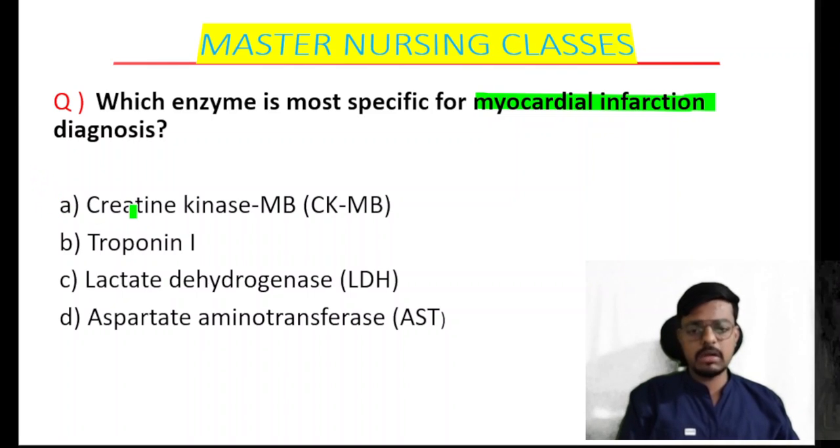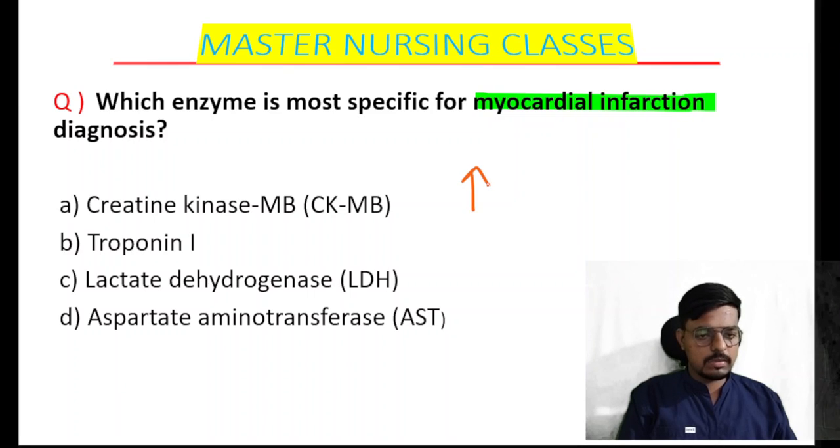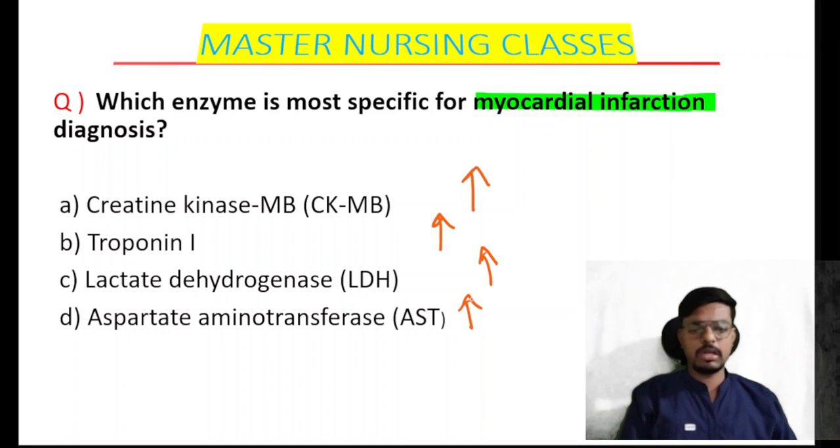So here we have the cardiac enzymes like CKMB, then troponin I, then lactate dehydrogenase, then aspartate aminotransferase. Students, all these enzymes rise. CKMB will also rise in myocardial infarction. Troponin I also rises in myocardial infarction. Lactate dehydrogenase also rises in myocardial infarction, and AST also will rise in myocardial infarction.